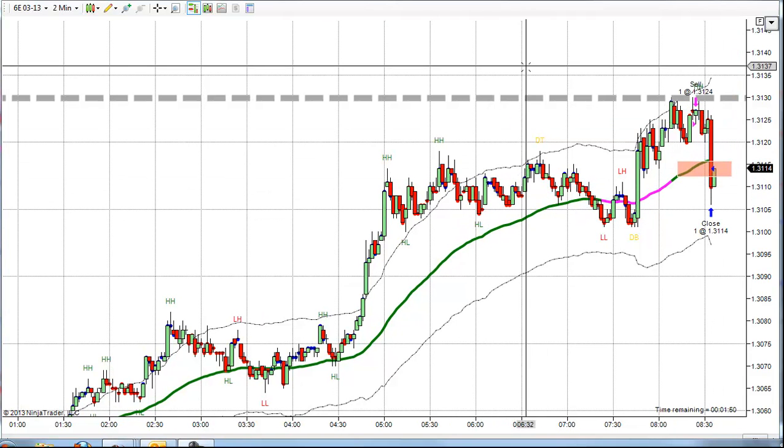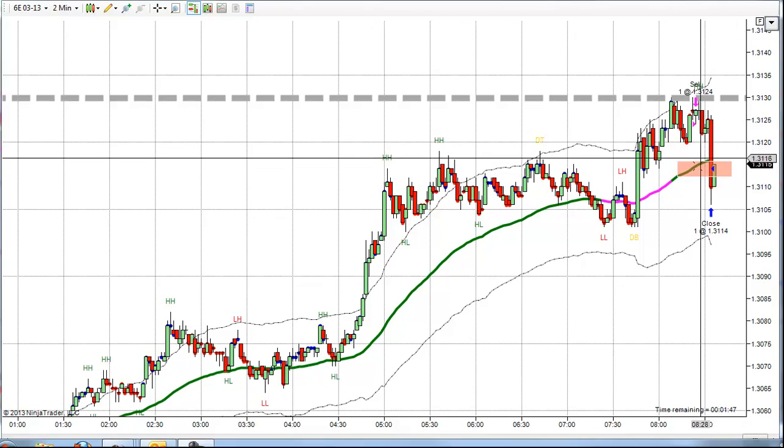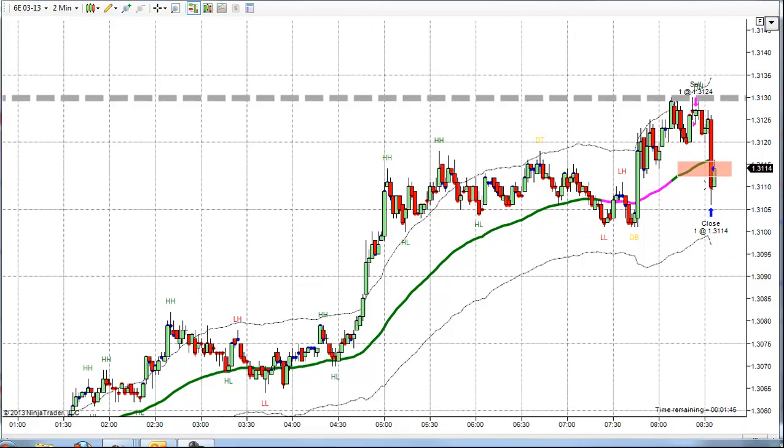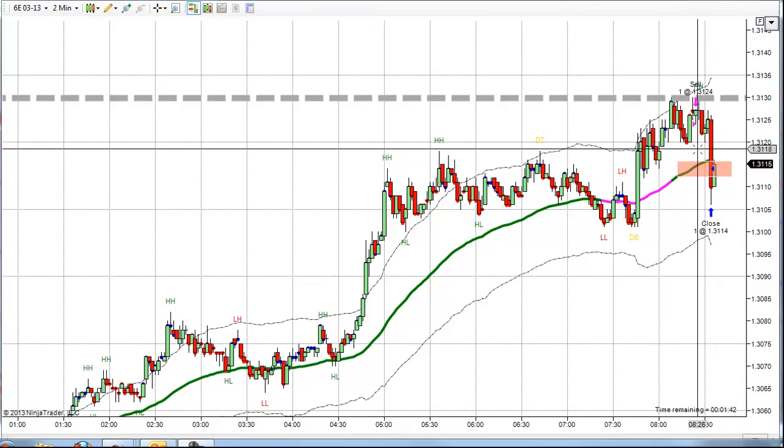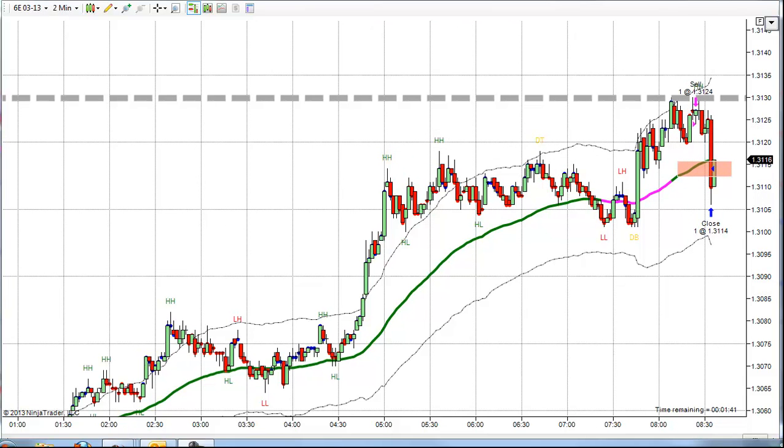Okay, and just like what we've seen so many times, we did get the reaction, did get our target met. Very consistent price action and formation here this morning on the euro.